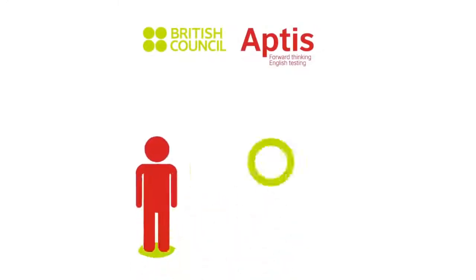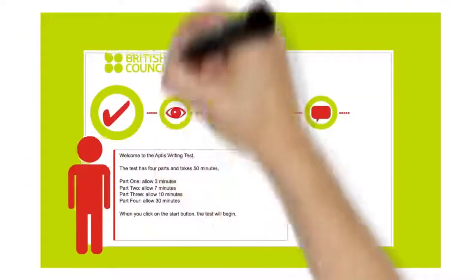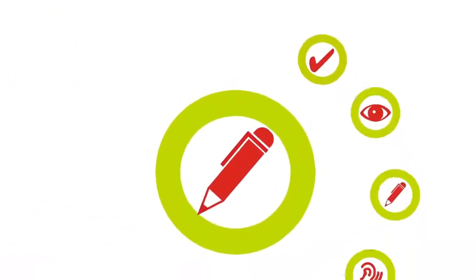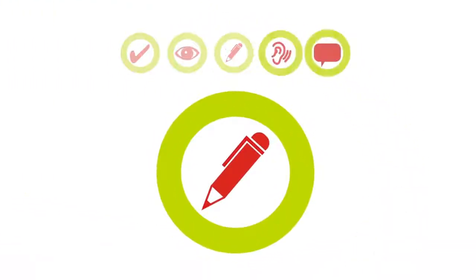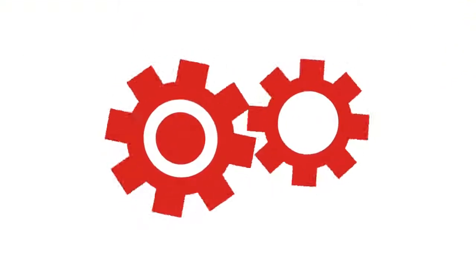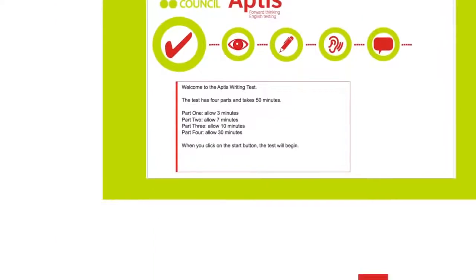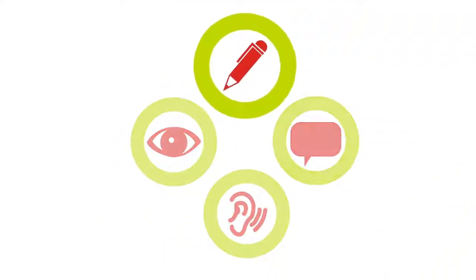If you're taking the Aptis writing test, here is an overview of the process. The writing test is one of the 5 modules available within the Aptis test system. Aptis is a modern and flexible English test that can be used to assess language ability in all 4 English skills and knowledge of grammar and vocabulary.